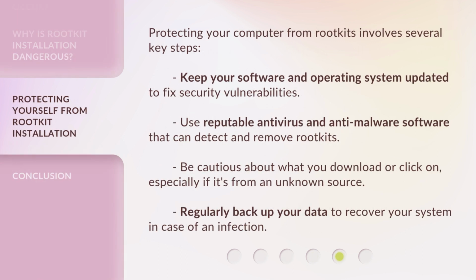Protecting your computer from rootkits involves several key steps. Keep your software and operating system updated to fix security vulnerabilities. Use reputable antivirus and anti-malware software that can detect and remove rootkits. Be cautious about what you download or click on, especially if it's from an unknown source. Regularly back up your data to recover your system in case of an infection.